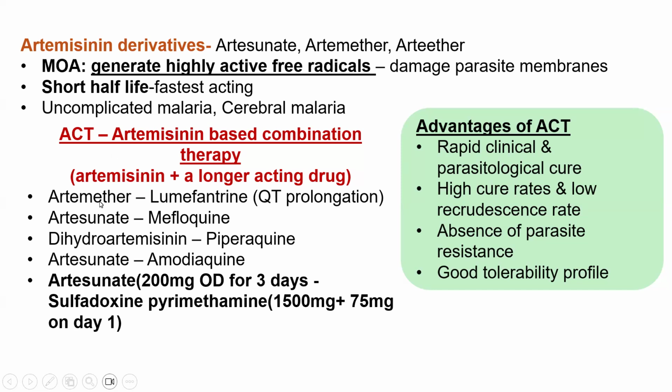And other combinations are artemether lumefantrine, where lumefantrine may cause QT prolongation, and artesunate mefloquine, dihydroartemisinin piperaquine, artesunate amodiaquine. Actually, in the book it is explained in detail, so it is very difficult to remember everything. At least remember what combinations are available, which is the commonest combination used in India, and what the advantages are. This is enough for a short note, and in addition you have to write the mechanism of action of artemisinin derivatives.